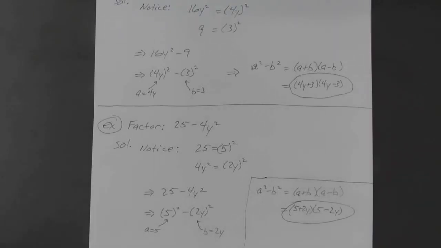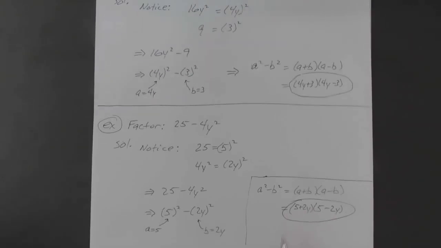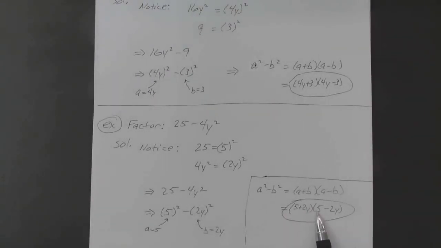Yes? Does it matter how you write the answer? Can the 2y go before the 5, or does it have to go second? Oh, on the plus, you can switch them up. But with the minus, if it's 5 minus 2y, the only way you could switch them up is if you made it negative 2y plus 5. But if you just want to leave negative signs out of it, you have to leave them the same way. All right. Any other questions? All right.